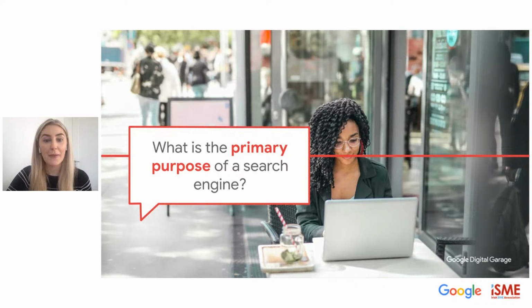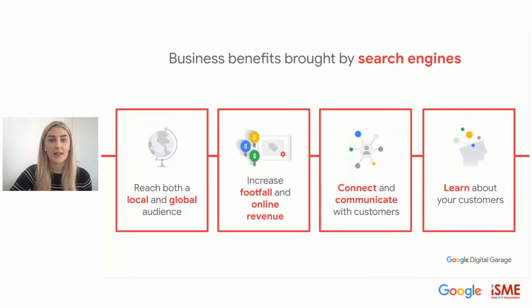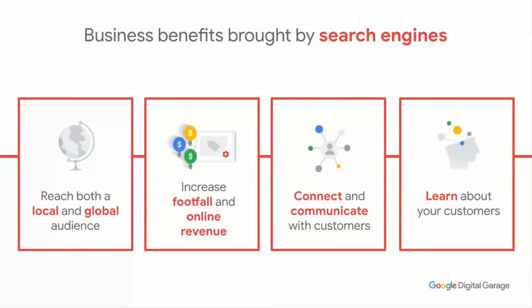So now that we know the purpose of a search engine, let's look at the benefits they bring businesses specifically. Let's quickly discuss some of the benefits brought to businesses by marketing across and being present on search engines. So firstly, you can reach both local and global audiences. So customers are searching for businesses locally and around the world. You can appear in both sets of search results. Local SEO is the process of appearing in local search results, and we'll discuss that in more detail later on. You can also increase your exposure online via search engines.